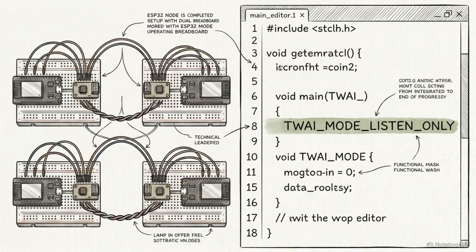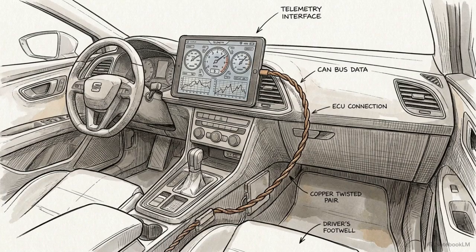Now that you have a functioning tabletop network, you can switch your configuration to listen-only mode, connect this exact hardware to your vehicle's OBD2 port, and start building your own live telemetry dashboards.